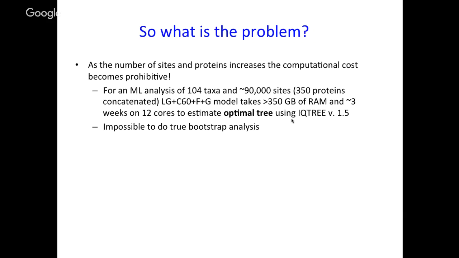And those of you who've used IQ-TREE know that it's extremely fast. So this is not an implementation problem. This is inherent to mixture modeling in the maximum likelihood context. And because of that, there's no way we could possibly do bootstrap analysis. We can just get optimal trees.